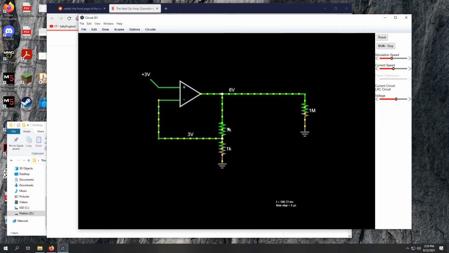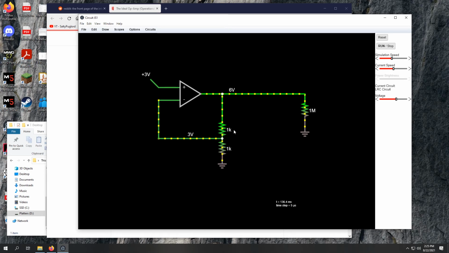Why? Because only half of the output gets fed back. Essentially, I've asked the op-amp, what kind of output do I need in order to create an equal voltage on the plus and minus inputs? And the answer is, if you have a 2-to-1 voltage divider, then you will need 6 volts at the input of the voltage divider to get 3 volts on the minus input. And that is how you match up the plus and minus input voltages by having a 6-volt input to this 2-to-1 voltage divider.